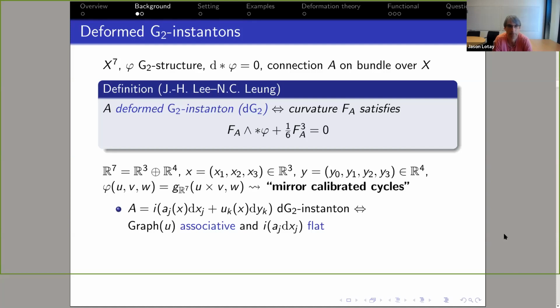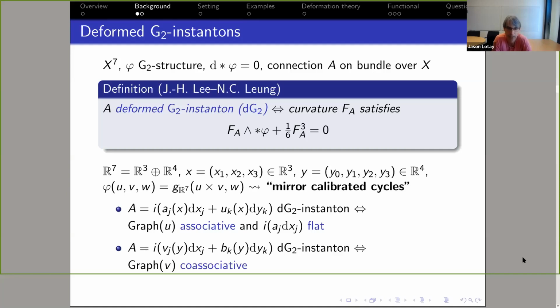You can do the same thing if you have now only dependence on the y direction, so now only in R4. And now you can play a similar game with the v components here. So that's going to be a map from R4 to R3. So again, you can look at its graph. And, well, it's not going to be a shock to you what the answer is going to be. It's going to be co-associative now. And your remaining components is going to be an anti-self-dual connection. So now you have a pair of a co-associative graph and an anti-self-dual connection.